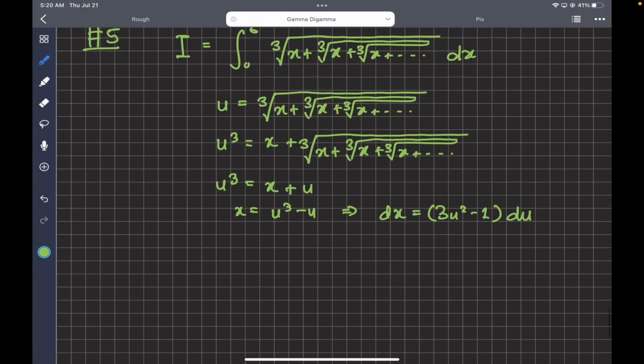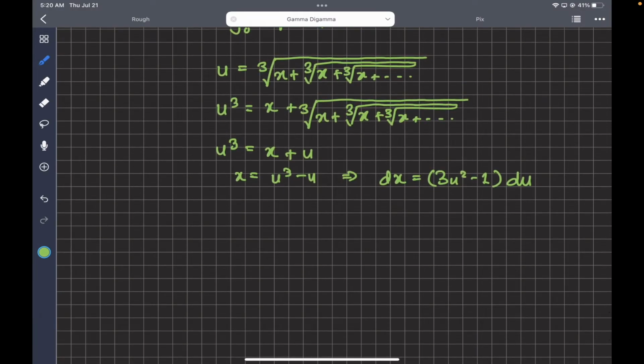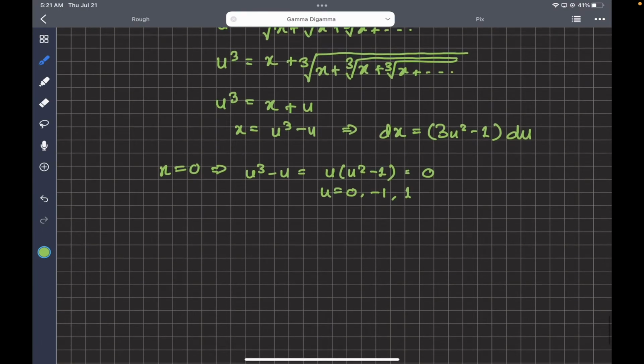Now there is a question about the upper and lower bounds. So what do we do about that? Let's see. When x equals 0, that means x is u cubed minus u, that's u times (u squared minus 1), I'm factorizing it, equals 0. So that happens when u equals 0, u equals minus 1 or plus 1. We don't know which one to choose. 0 is tempting, but that's not right.